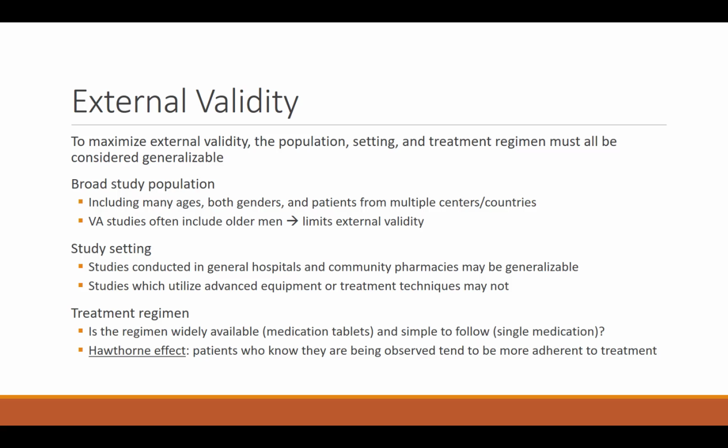There's also something we should be aware of in treatment trials, which is called the Hawthorne effect. This means that patients who know they're being observed tend to be more adherent to treatment. This occurs in studies when we're directly observing patients taking their therapies. They tend to do a lot better than patients who are not being directly observed. So if we're watching patients take their medications, the Hawthorne effect is in effect, and that could limit our external validity.